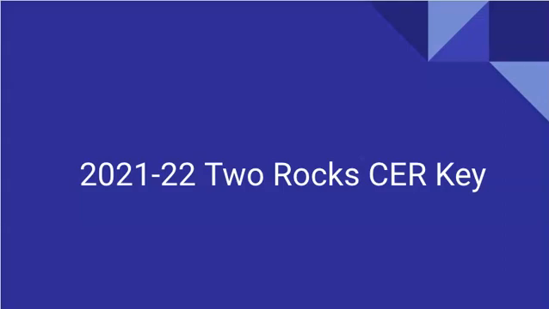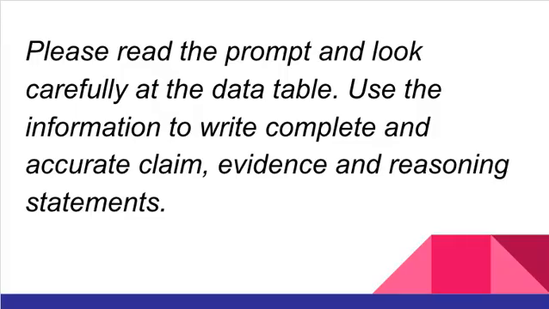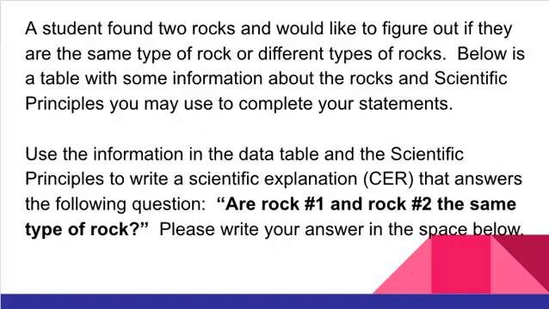So for the practice, this is the scenario. This is what you read. It says, please read the prompt and look carefully at the data table. Use the information to write complete and accurate claim, evidence, and reasoning statements. A student found two rocks and would like to figure out if they are the same type of rocks or different types of rocks. Below is a table with some information about the rocks and scientific principles you may use to complete your statements. And that's huge.